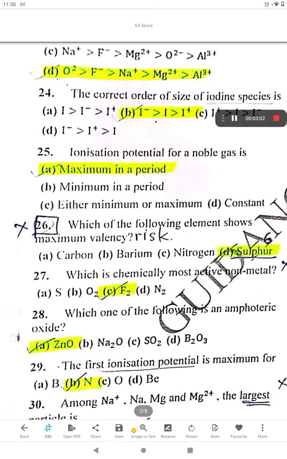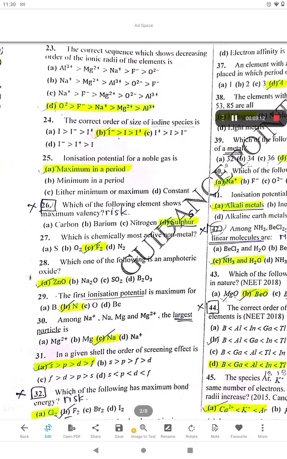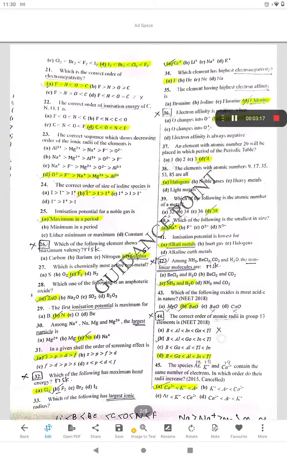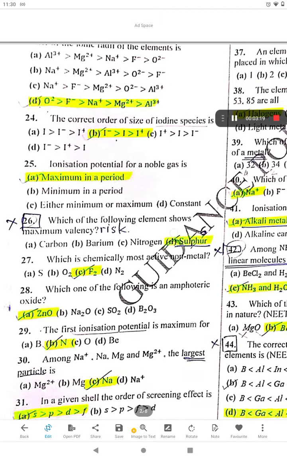Then 26th question says which of the following elements shows maximum valency? A, carbon has 4 valency, B, barium has 2 valency, C, nitrogen has 3 valency, D, sulfur has 6, 2, 4, any valency. So it depends on the compound which it forms, like SO2, H2SO4, SO3, right? So actually the correct answer for 26 is the D option.